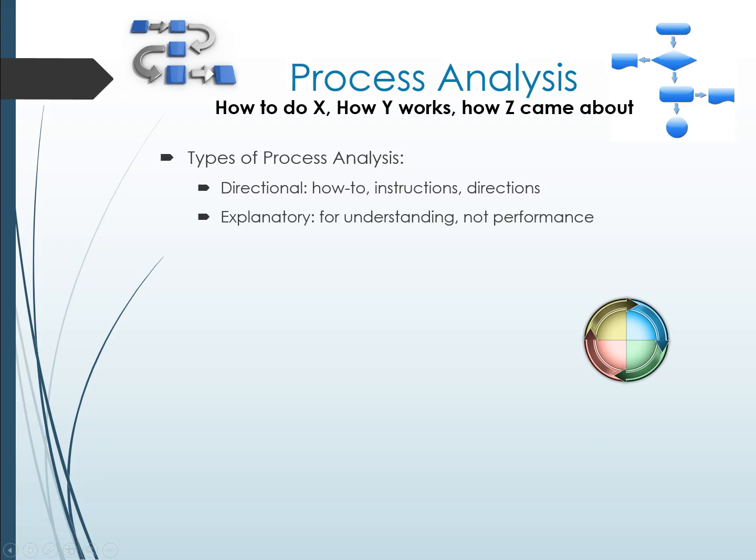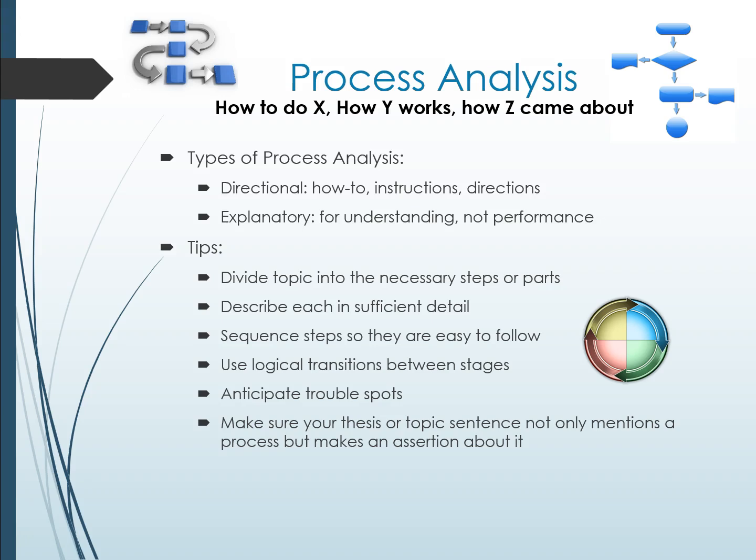For either type, the format is almost always a series of steps in order. Some of the things that you'll want to do is to separate the process into the necessary steps or parts, describing each in detail. You want them in a logical order so they're easy to follow, with clear transitions to warn a reader when you're moving from one step to the next. One of the most important tips is to consider the trouble spots. What part are readers likely to have trouble understanding or performing?